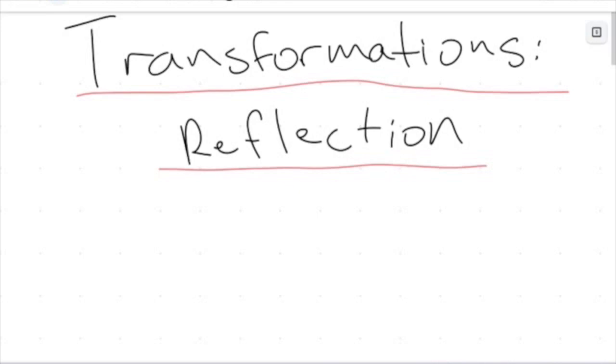Now in this video series, we are going to be looking at Year 8 transformations and congruence. So I'm going to split this series up into two halves. One is going to be looking at the different types of transformations shapes can undergo. So today we are talking about reflection.